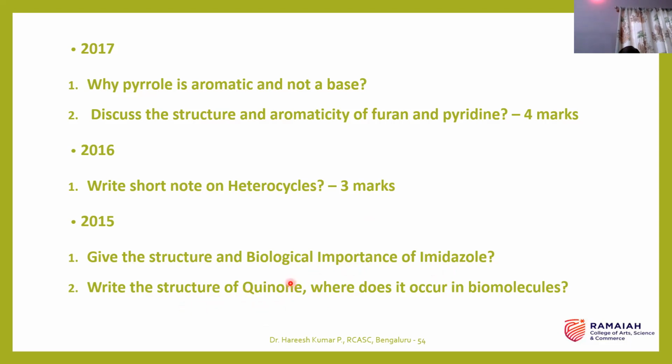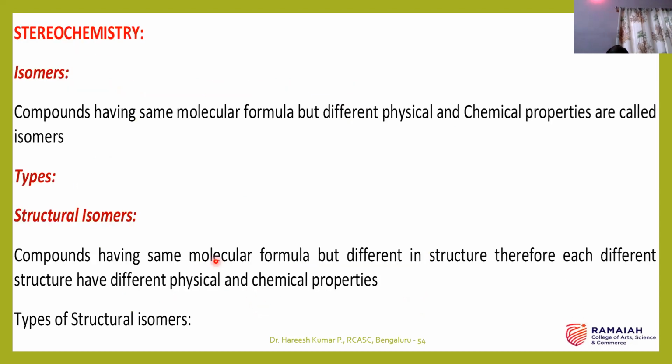And similarly, write the structure of quinone. Quinone, benzoquinone, naphthaquinone, anthraquinone, whatever structure you want to write. How does it occur in biomolecules? Means you have to mention the occurrence, and it also acts as ubiquinone, which occurs in biomolecules. And one more thing you can mention is that these will act as electron carriers in photosynthesis. So that's all about heterocyclic chemistry.